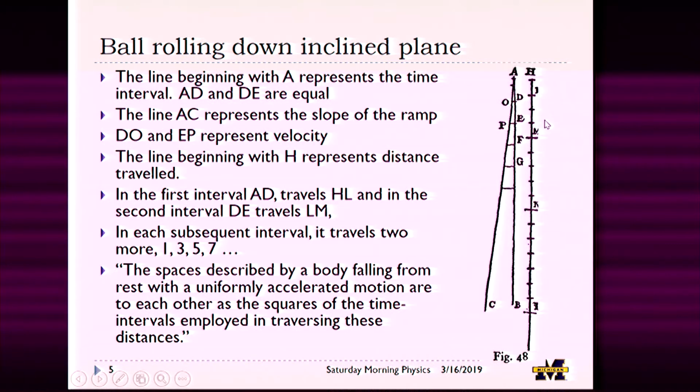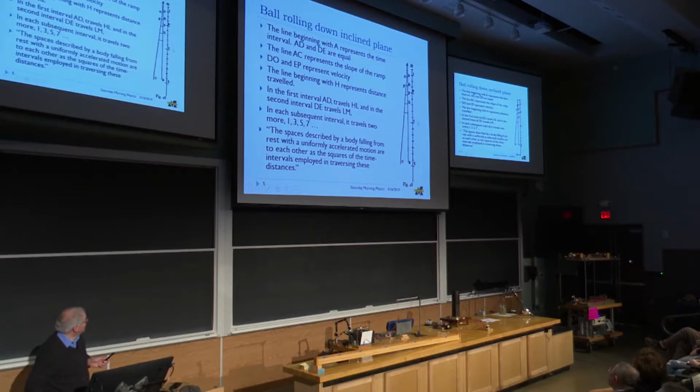In the second tick, it's gone 3 more. By the third tick, it's gone 5 more. By the next tick, it's gone 7 more. So this sequence of 1, 3, 5, 7, as many of you know, if you take the sum of these, 1 plus 3 is 4, plus 5 is 9, plus 7 is 16, you get this series of perfect squares.